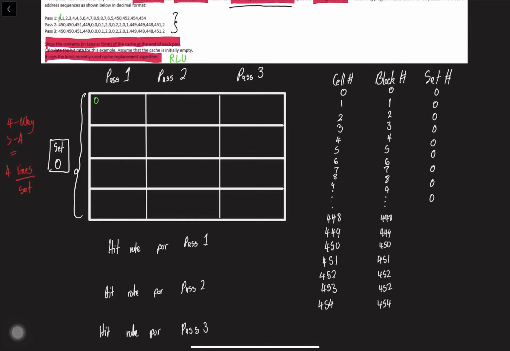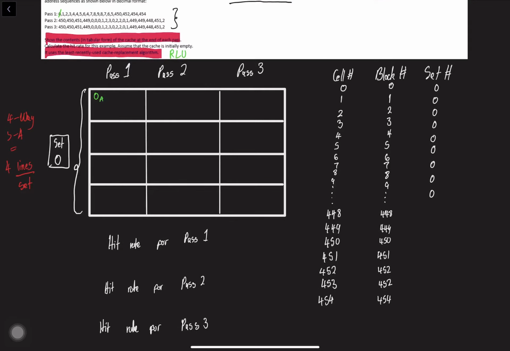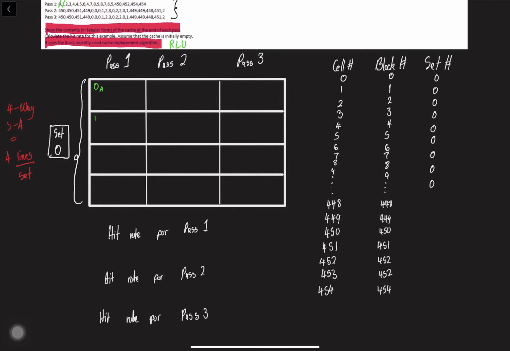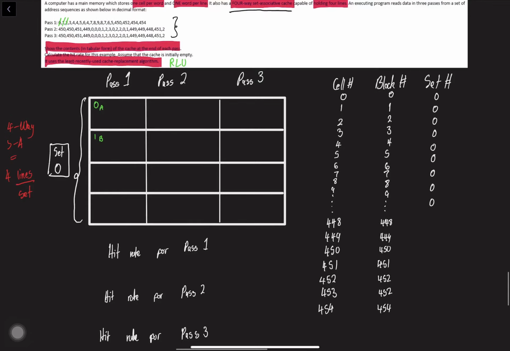And we have 0A, right? Our next one will go on to the next available line, line 1. And that will be 1B, right? We'll go on to the next one, which is 2. And we have the 2C there.